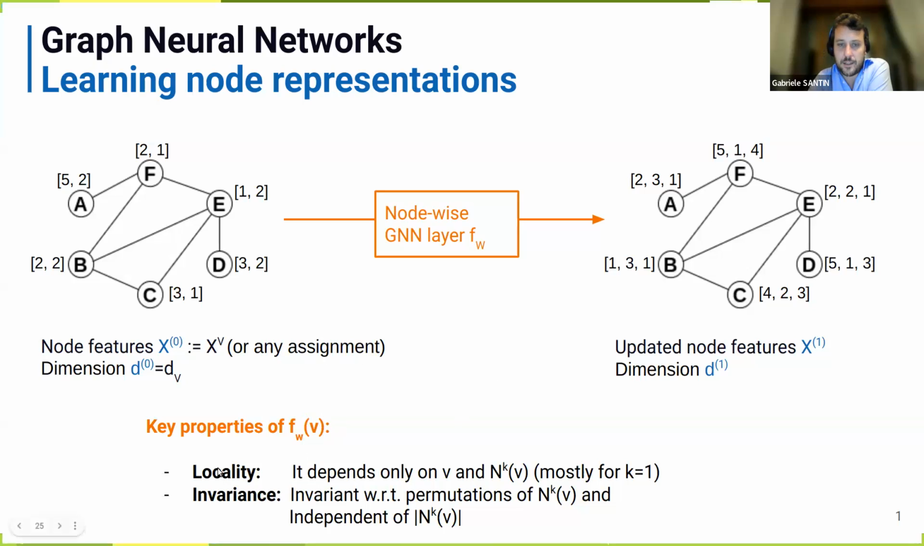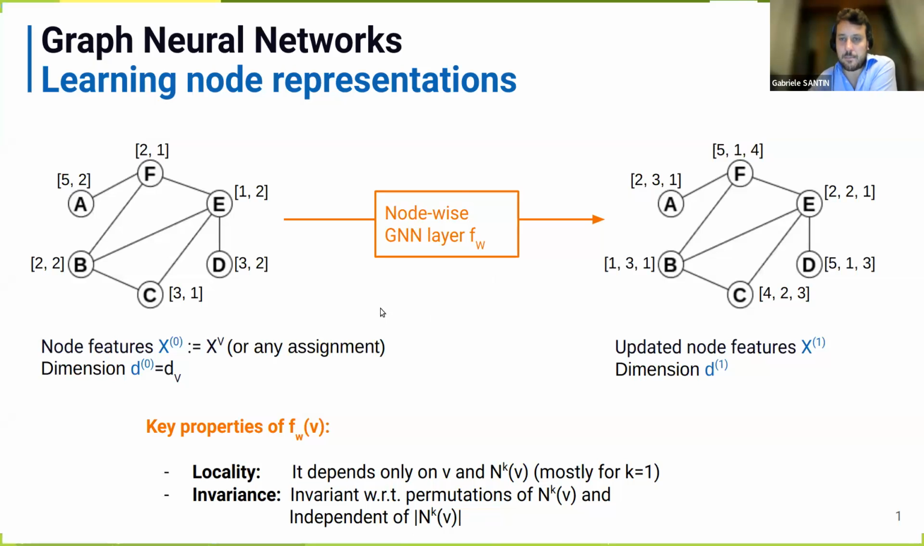The first one is locality. We want this function to be realized in a way that depends only on the single node where it is applied and on the neighborhood of the node of some order. Mostly in GNNs, this is just k equal 1, so we are looking at the single node and its first order neighborhood. The second one is invariance, which means that allowed functions are ones that are invariant with respect to permutation of the neighborhood, and also independent of the number of elements in the neighborhood.